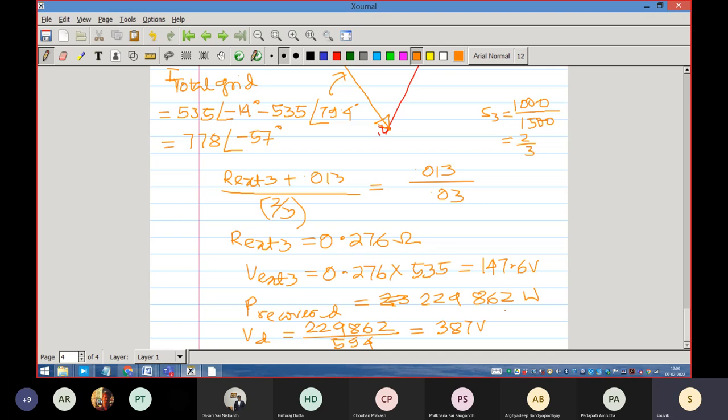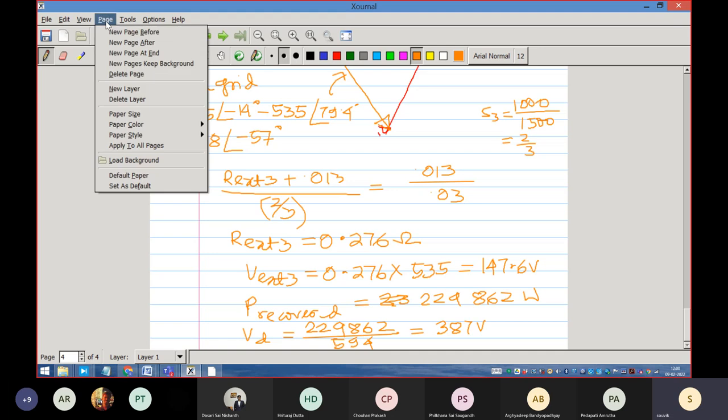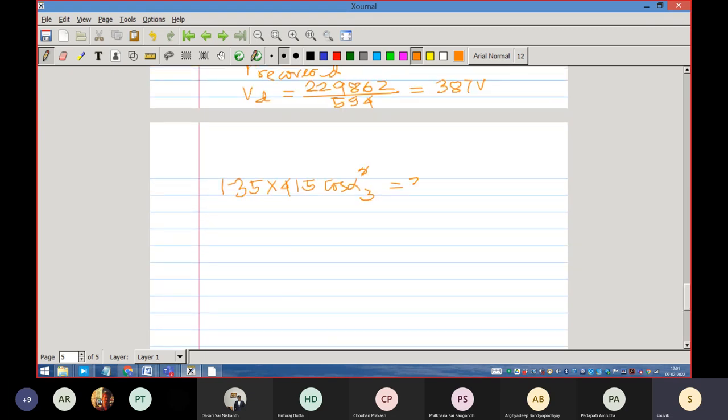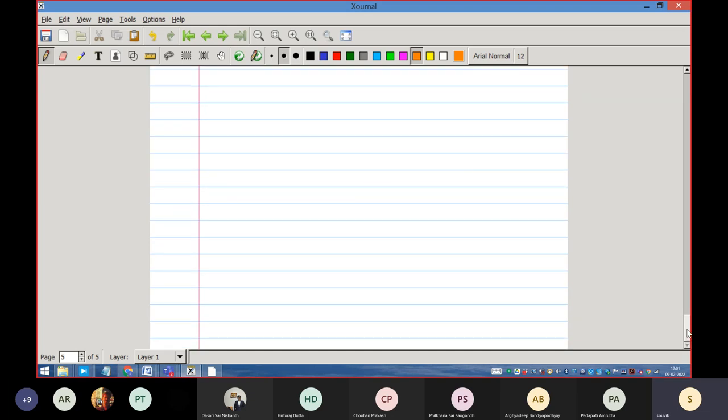So what will be the cos alpha? It was 1.35 into 415 cos alpha, alpha 3 let me say, is equal to 387 volt. So 387 divided by 1.35 divided by 415, inverse cos. So here alpha 3 is equal to 46.3 degrees. So in this situation, the phasor diagram would look like this.